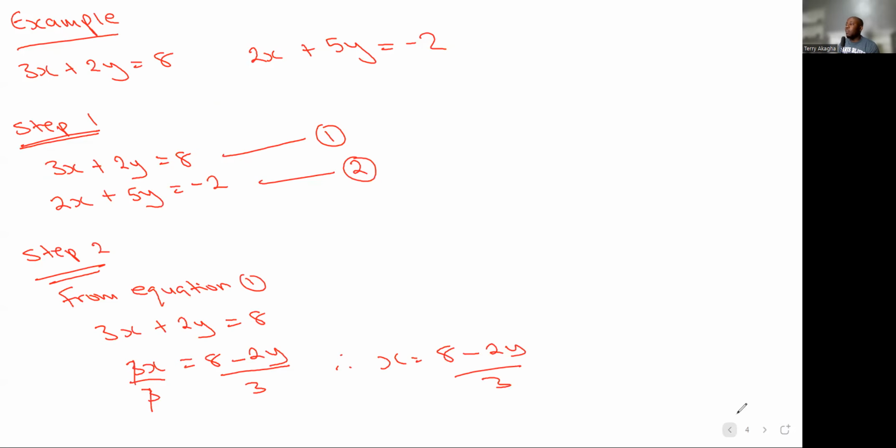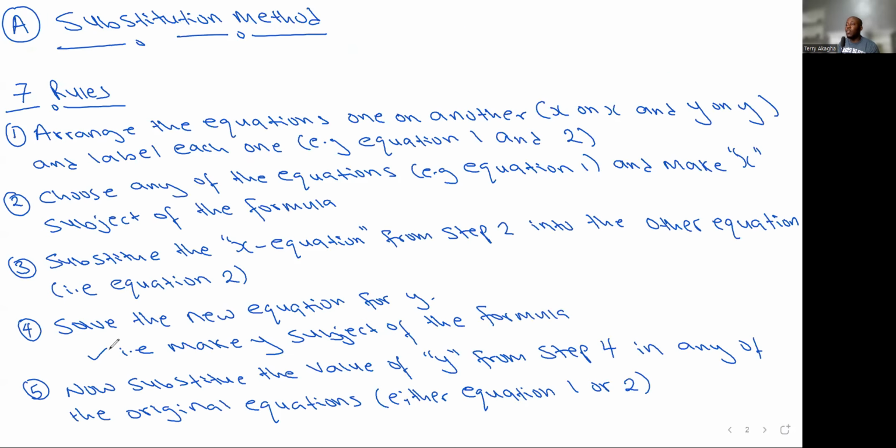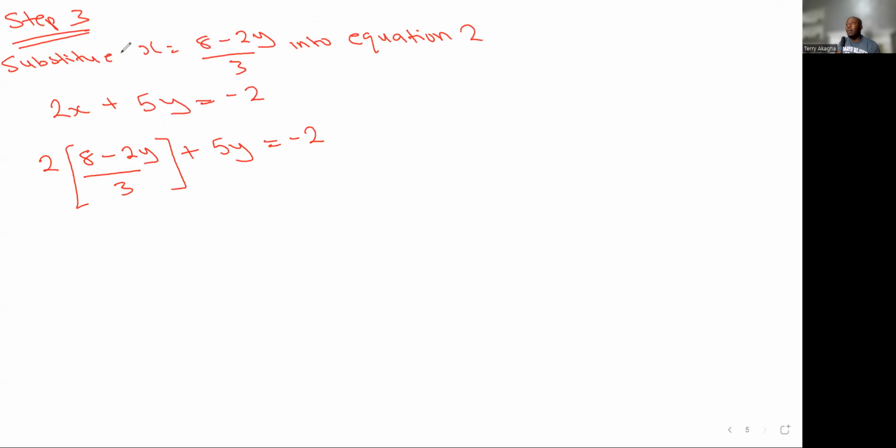So now the next step was step 4. Step 4 says solve the new equation for y. So we already have this equation now, and we have to solve it. All right. So what you do, we're going to open the bracket now. So it's going to be 2 times 8 will give us 16. 2 times minus 2y will give us minus 4y divided by 3, plus 5y is equal to minus 2.